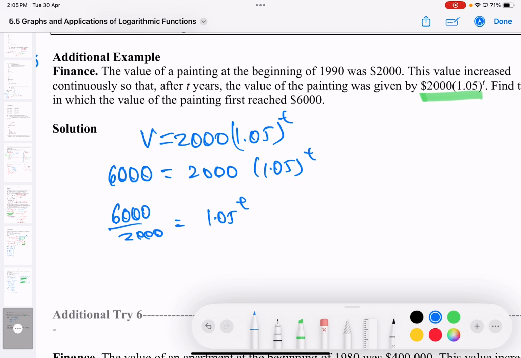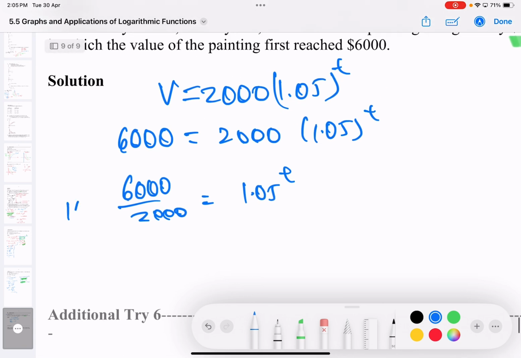Okay, what am I going to do here? I want to find what t is. What do I have to do to both sides? Be confident. What do you think I need to do to both sides? Yeah, log it. Why do we log base 10 it?